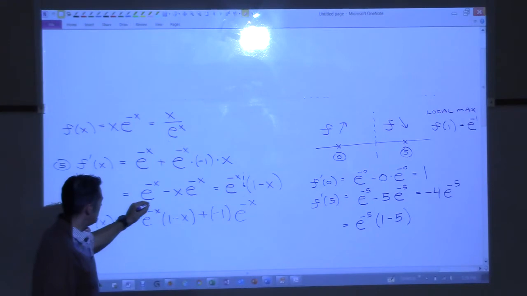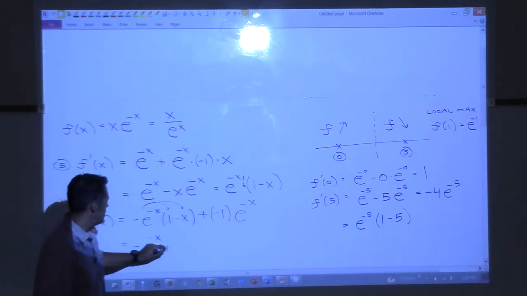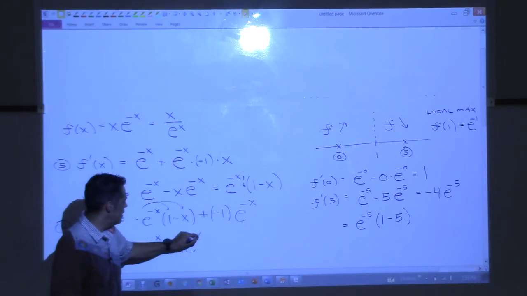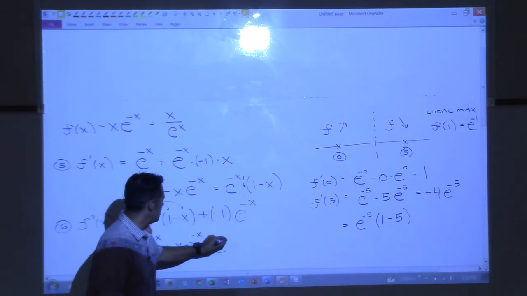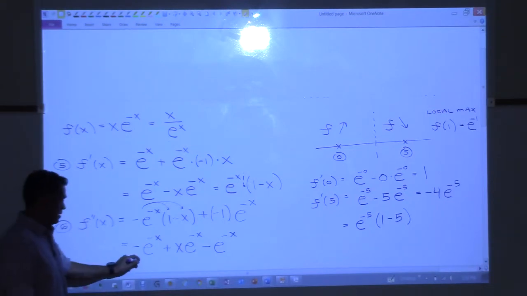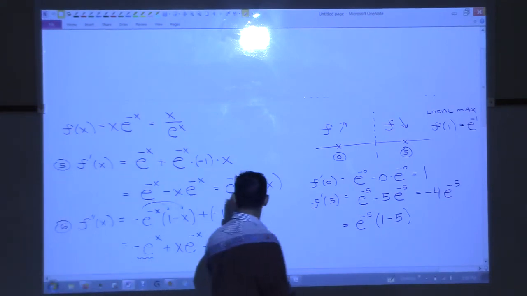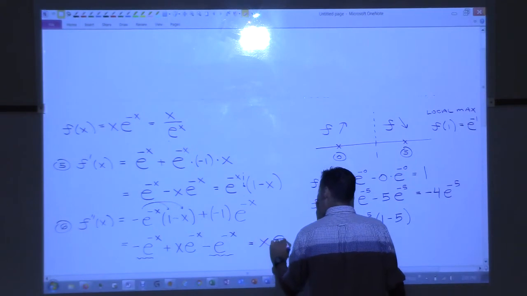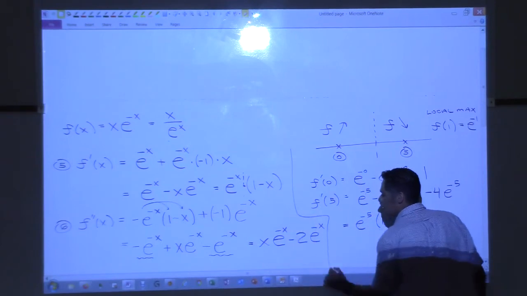I think I'll clean it up. I'm going to distribute here and here. So we'll have negative e to the negative x plus x e to the negative x. That's distribution through here. And then down there I still had a minus e to the negative x, right? Can I do anything with that? This and this are like terms, so I can put those together. That's minus 2 of them, right? So we have x e to the negative x minus 2e to the negative x. There's my second derivative.